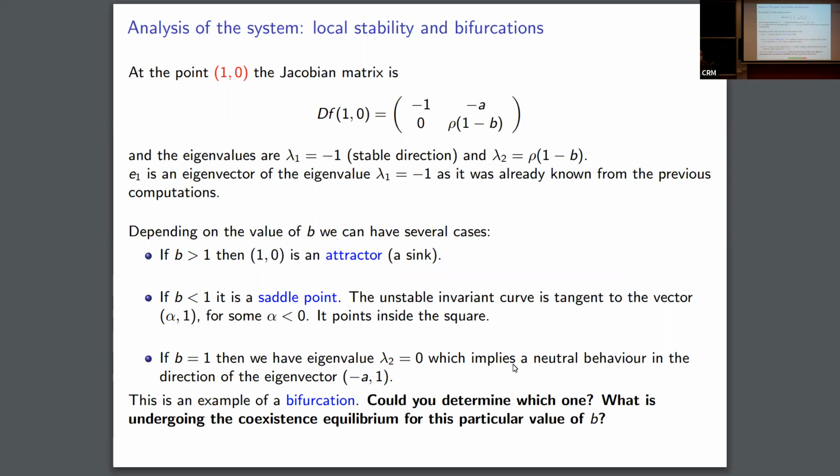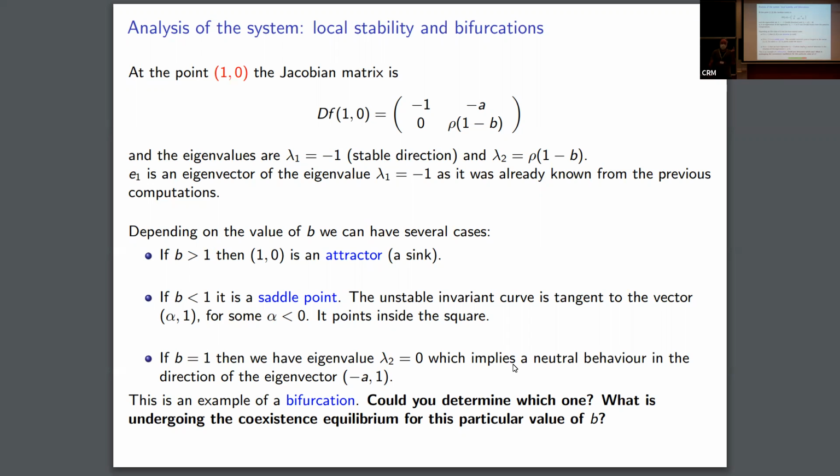You can do the same, and you have all the computations here. I just want to stress something which is interesting. For instance, in this case, you have eigenvalues. This is triangular, so the eigenvalues are just the diagonal. You have -1, which in this sense is attracting, and the other one, rho(1 minus b). Depending on the value of b, this is positive or negative, so it is a kind of attractor or not. What you get is, for b equal to 1, observe that you have one eigenvalue equal to 0. So this means that you have a bifurcation there.